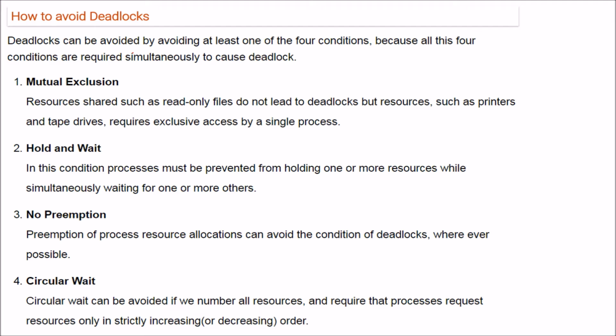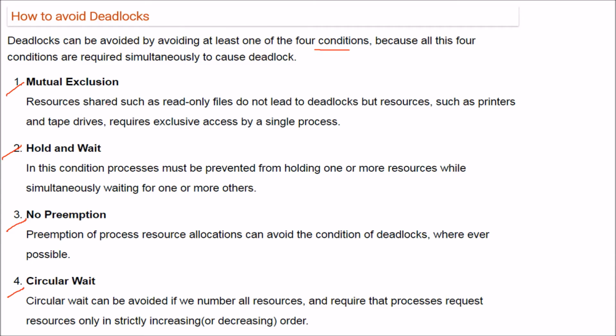How to avoid deadlock? Deadlock can be avoided by avoiding at least one of the 4 conditions. These are the 4 conditions: mutual exclusion, hold and wait, no preemption, and circular wait. If we are able to avoid at least one of these, deadlock will not occur, because these 4 conditions are required simultaneously to cause the deadlock.